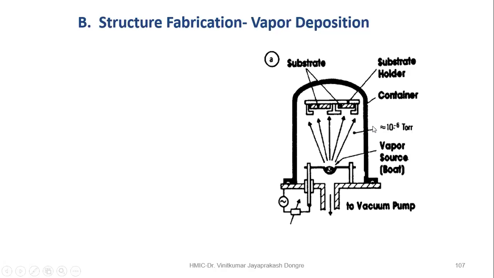So for this vapor deposition, you will have a pressure of 10 to the power minus 6 torr. That is the vacuum pressure; negative pressure is required. And whatever vapor is deposited here, it will go and deposit on the substrate.